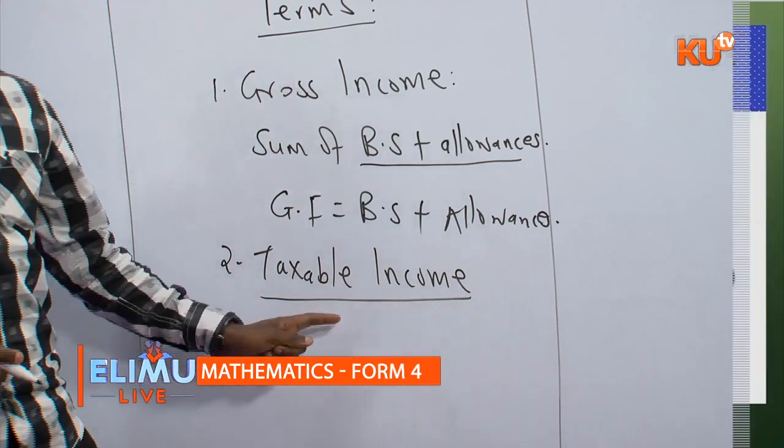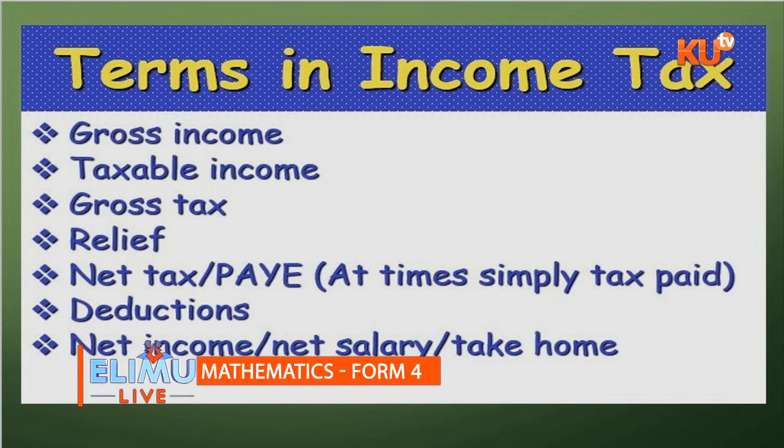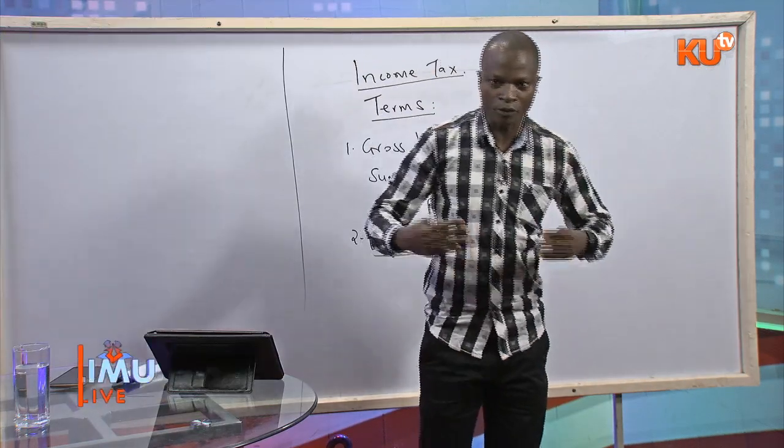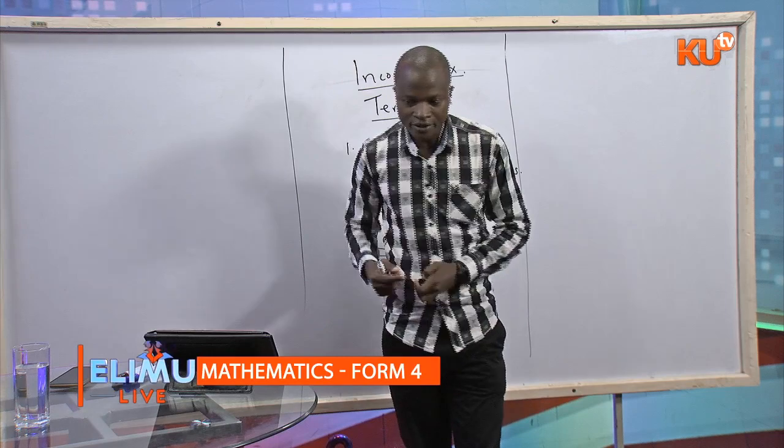Now, as the name suggests, we have already looked at gross income. Then we are talking about taxable income. What does taxable income mean? This is the income on which tax is levied.